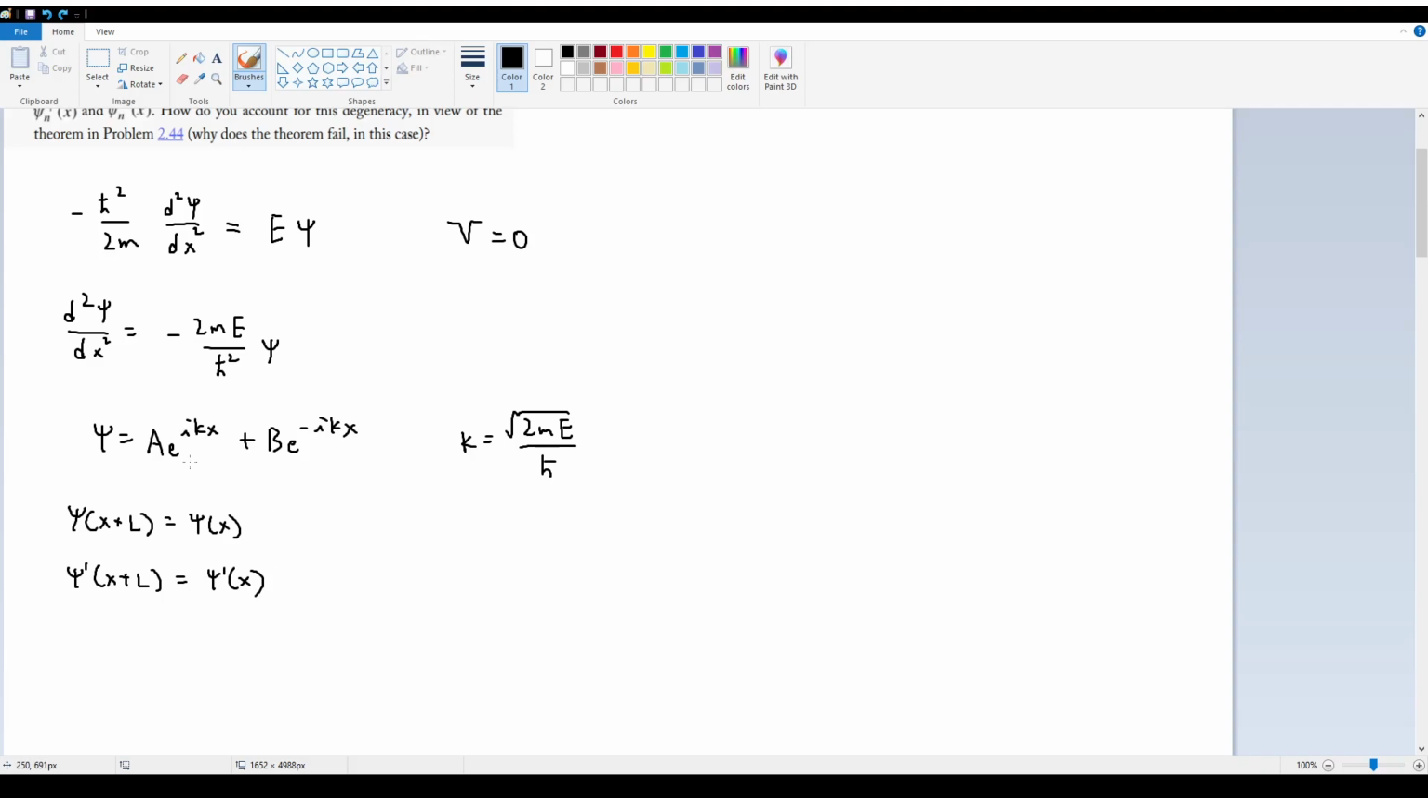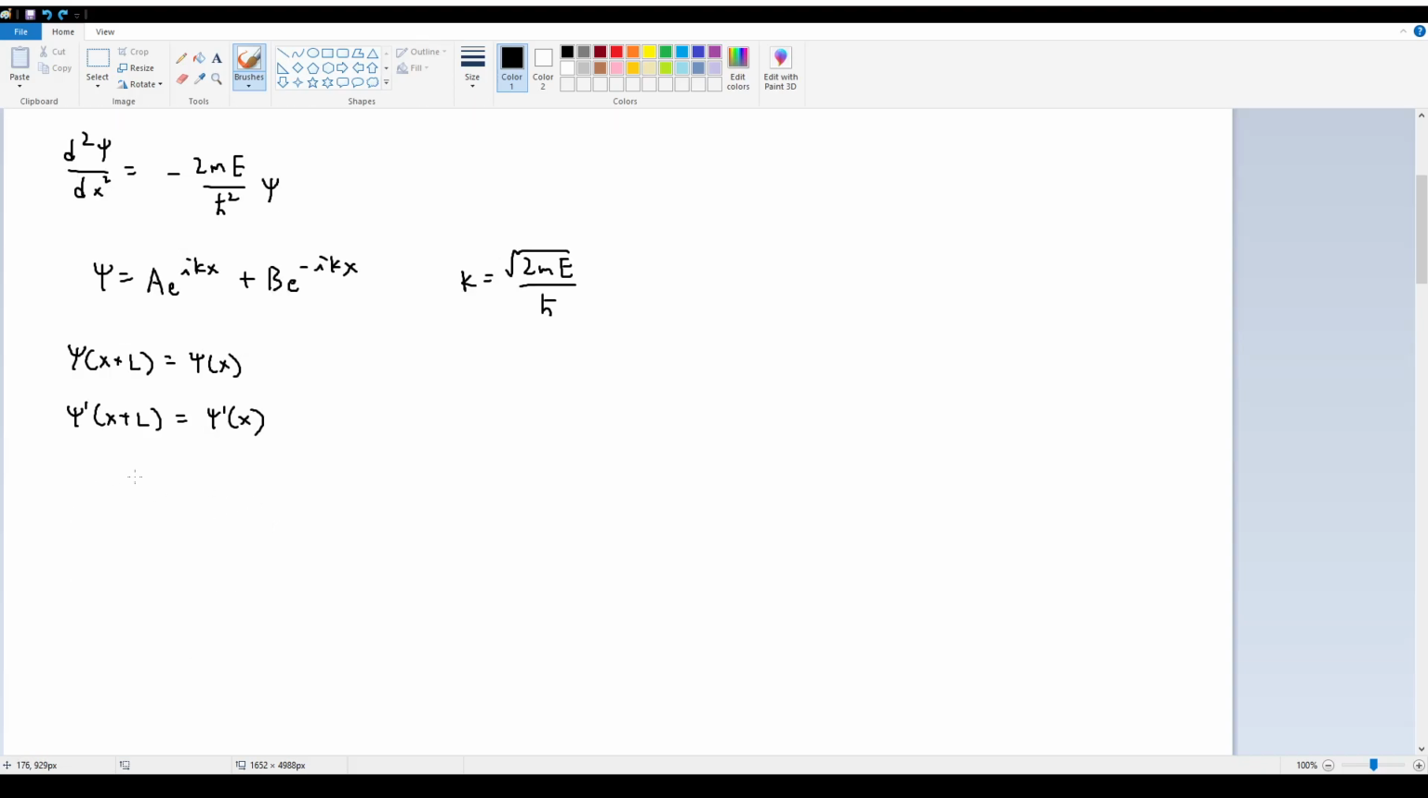Because remember, this wave function has two unknowns. We need two conditions in order to solve two unknowns. So because of that, we add on this second condition. So now let's write this out. We have the first condition, which is that A times e to the ikx plus B times e to the negative ikx is going to equal A times e to the ik of x plus L plus B times e to the negative ik of x plus L.